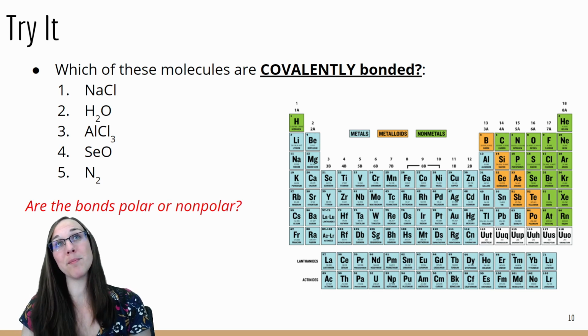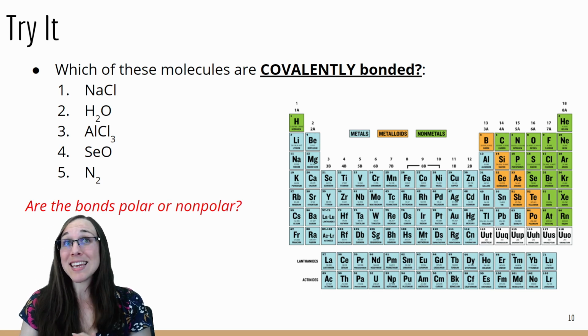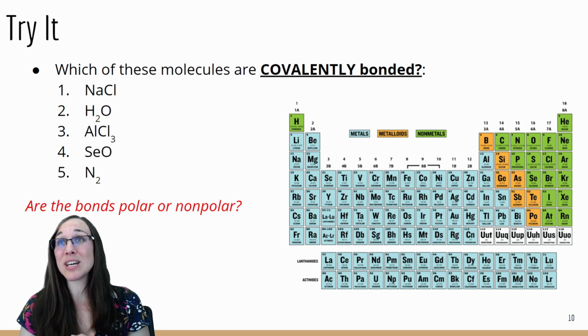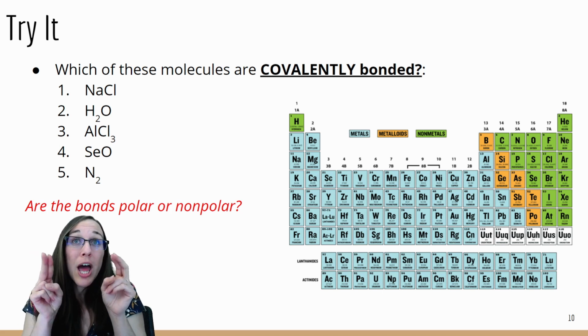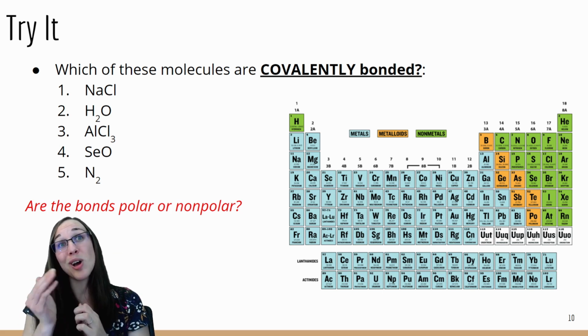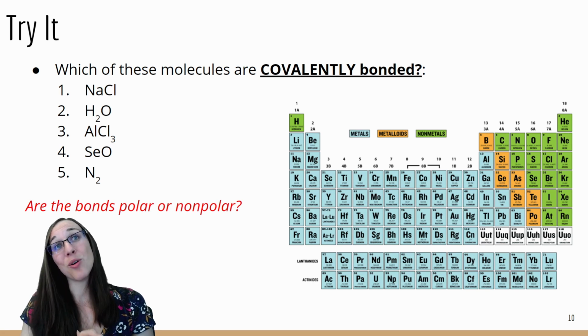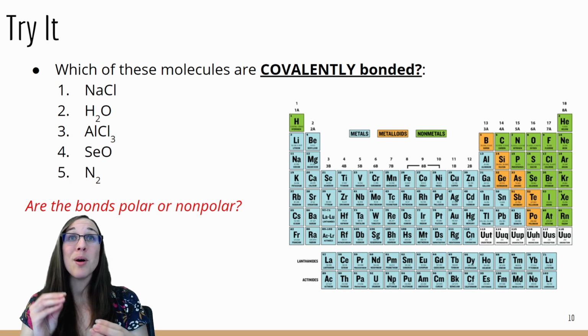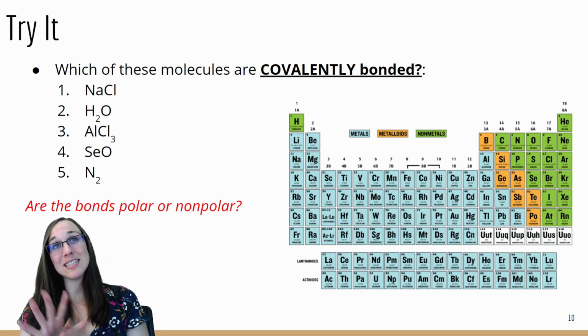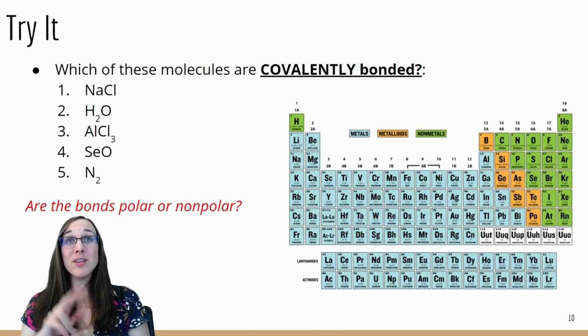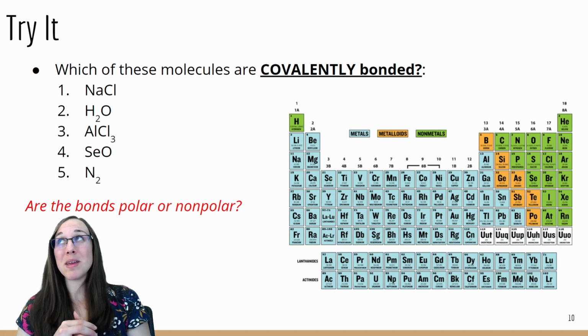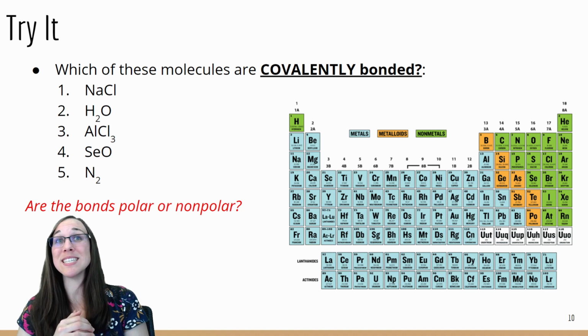How about number 4? SeO. Se you can find in the 16th column right below oxygen and sulfur, and since it is in that green region of being a nonmetal on the periodic table, and so is oxygen, this would be a covalently bonded compound molecule. And last but not least, number 5, we have N2. N is in our green region, nonmetal. There's 2 of them. Yes, that would be a covalently bonded element. Not a compound because it's 2 of the same atoms.